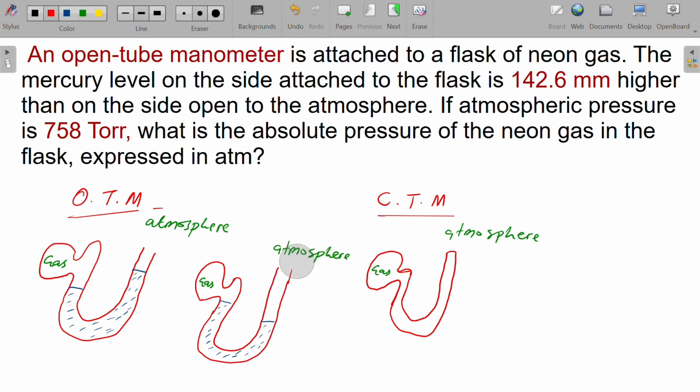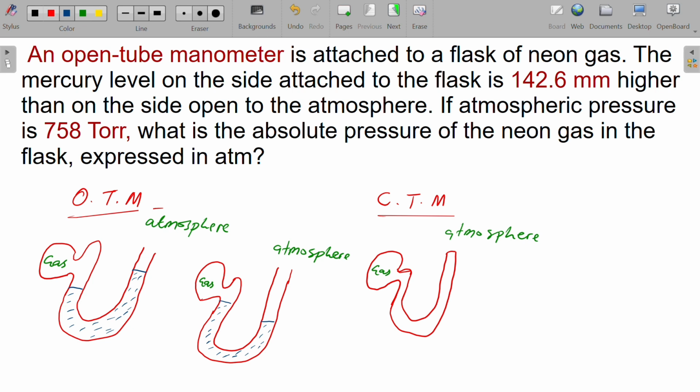That's why it's pushing like that. So these are the two situations we have for open tube manometers. We have one where the mercury is higher on the side of the atmosphere, and we have one where the mercury is higher on the side of the gas. So let's look at the closed tube manometer and see what happens there.